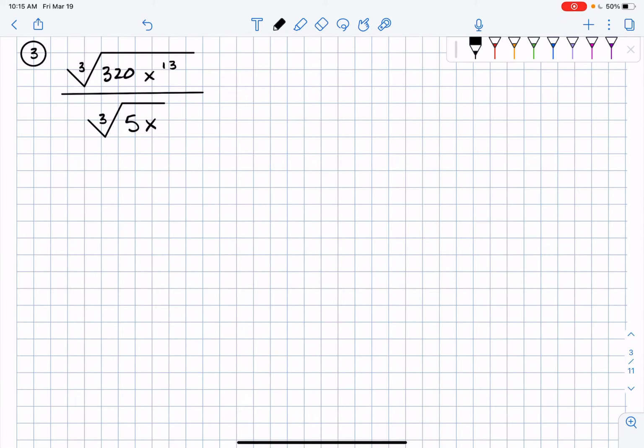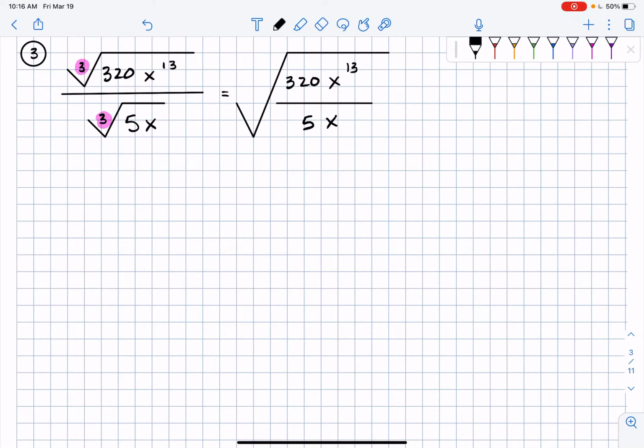So when I divide 2 radicals and they have the same exact index, that means I could put it under 1 radical. So I could actually say that this is equal to 320x to the 13th over 5x. Now, you can do it 2 ways.